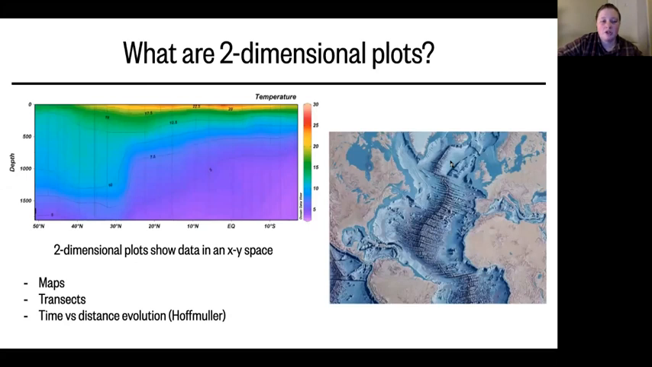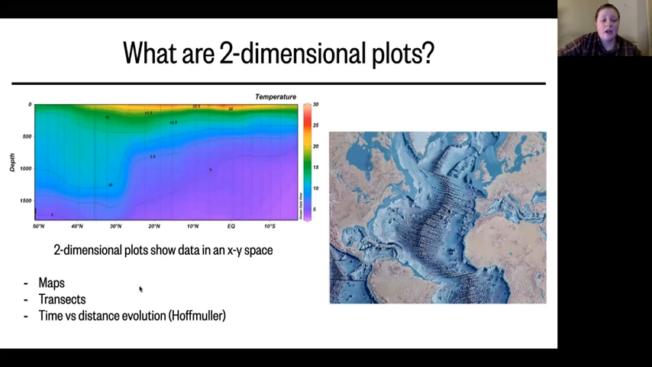So what are two-dimensional plots? Well, a 2D plot shows data in an X and Y space. That just means that there's an X coordinate and a Y coordinate, and there are some values being shown in that frame. So you can think of maps with longitude and latitude, with some value being shown inside. So if it's depth or topography or some concentration, that is a two-dimensional plot. And even though maps do get a little more complicated, at their base sense, they are just a two-dimensional plot still.